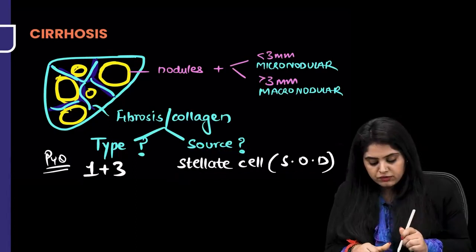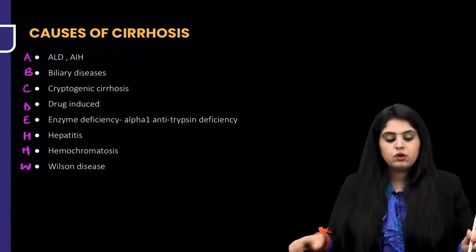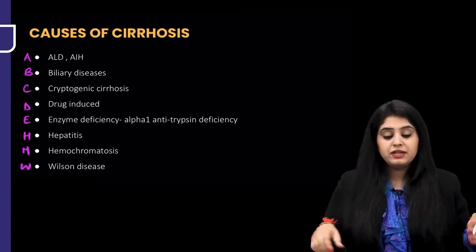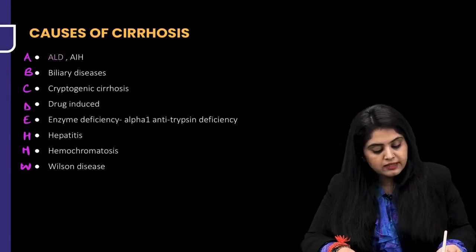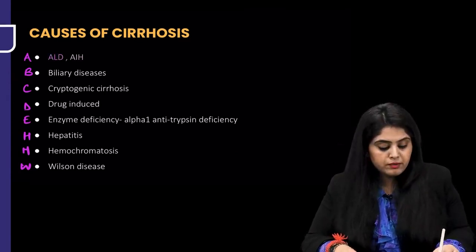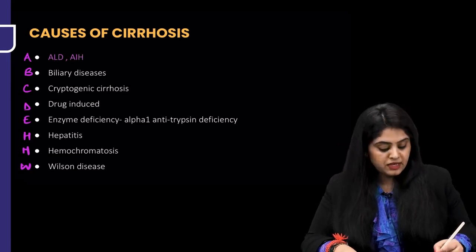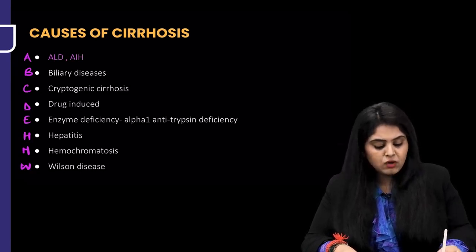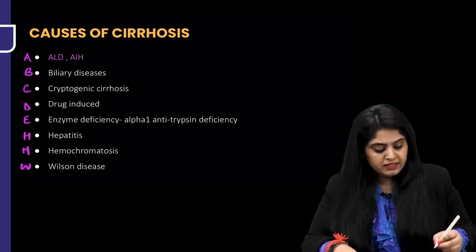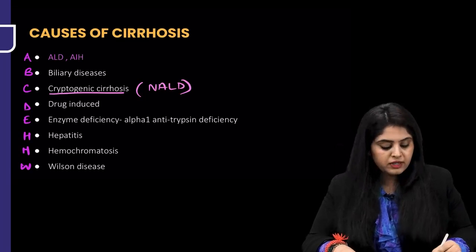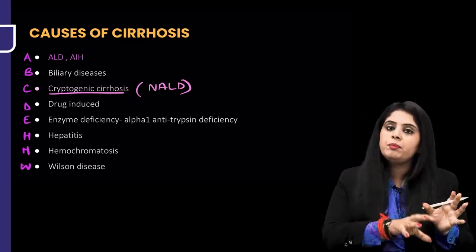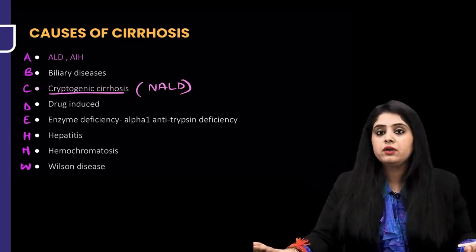So what are the causes of this cirrhosis? Please note, the causes of cirrhosis are A, B, C, D, E. I've tried to keep it a little bit in alphabetical order. So please note, alcoholic liver disease, autoimmune hepatitis. I'm starting from this, and when I talk about alcoholic liver disease, everything will go for cryptogenic. Cryptogenic means non-alcoholic liver disease. Cryptogenic is nothing but non-alcoholic. So whatever I tell you for alcohol, copy paste, that is going to be for non-alcoholic also.